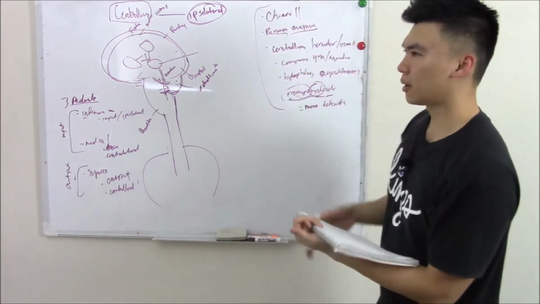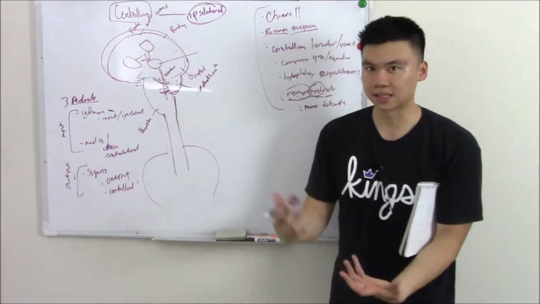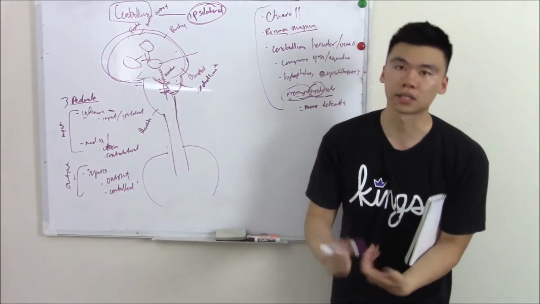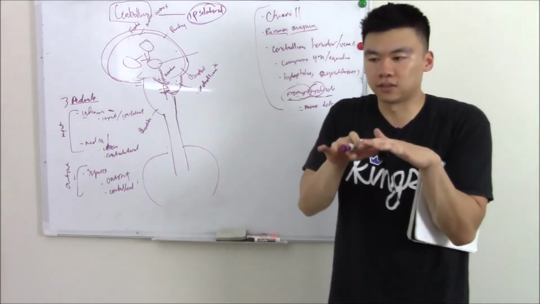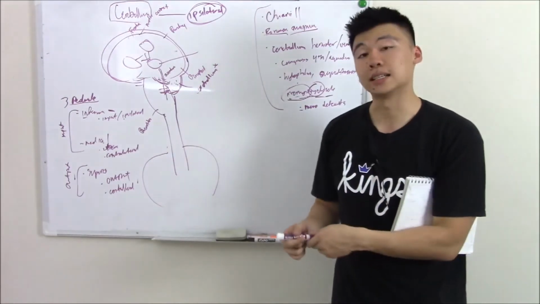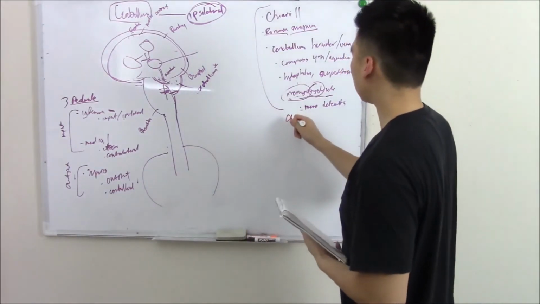Why do they call it Chiari 2? Why does it just jump automatically to 2? Is there a Chiari 1? There is a Chiari 1. Chiari 1 is just a milder form. So you might have slight herniation. Usually it's asymptomatic. So right, Chiari 1, asymptomatic.